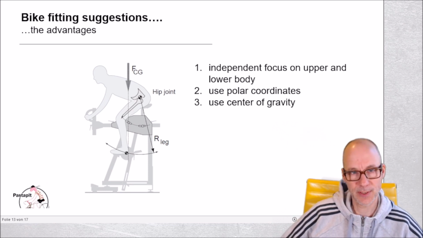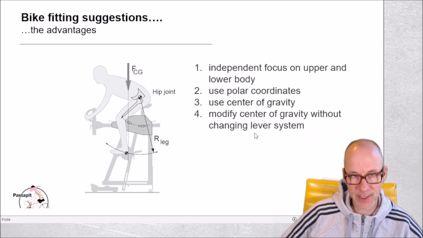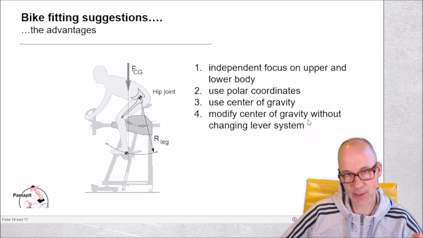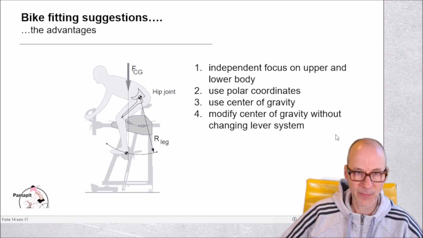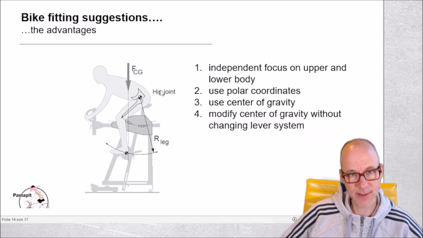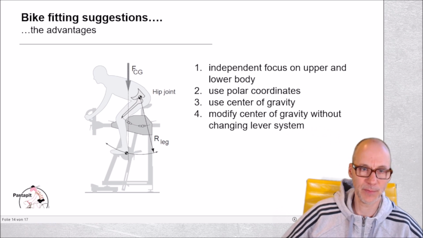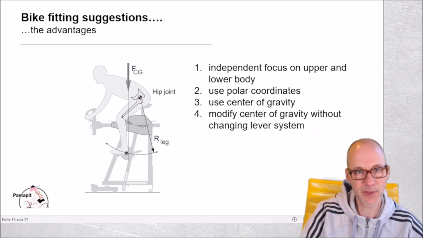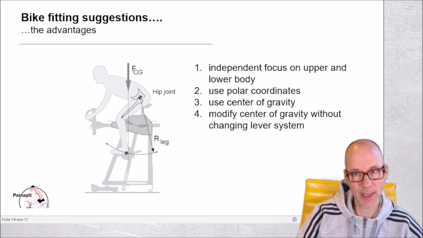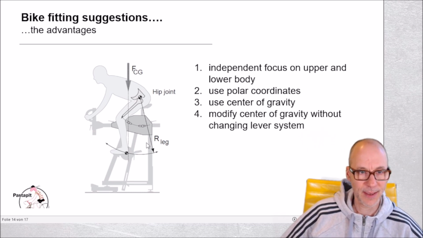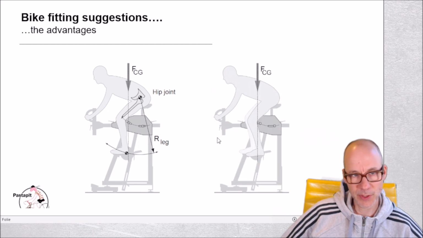That's really interesting. So number 4 is, if we modify the center of gravity, we can just rotate around the hip joint. So we will not change the lever system, but we can play around with the position of the center of gravity in relation to the bottom bracket. So that's basically the idea, and you can see it right here.